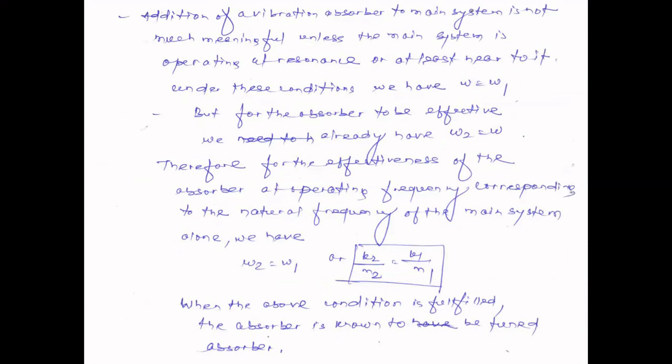So if there is no additional mass and omega becomes equal to omega 2, it would cause a very high amplitude of deflection in the main mass. And putting in a vibration absorber then reduces the amplitude of vibration in the main mass. When omega becomes equal to omega 2 and that is equal to omega 1, then the vibration absorber is called the tuned dynamic vibration absorber.